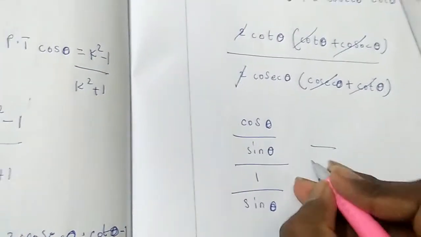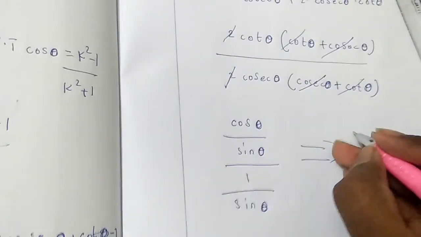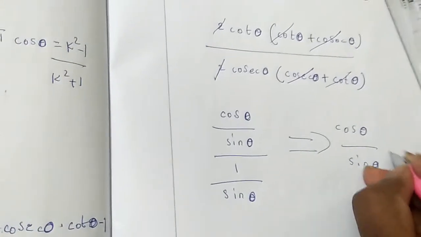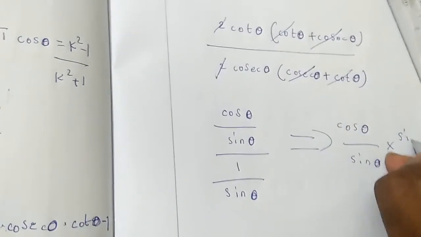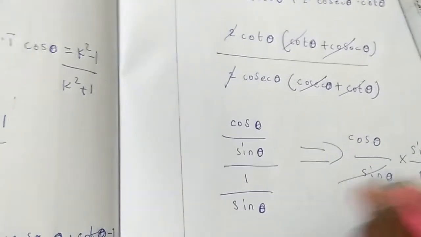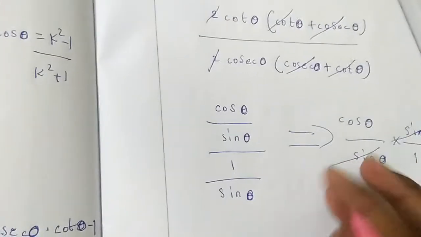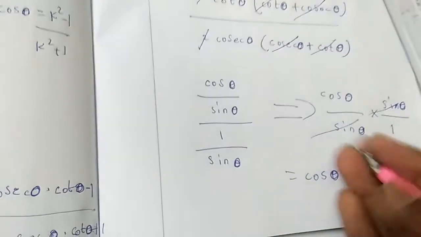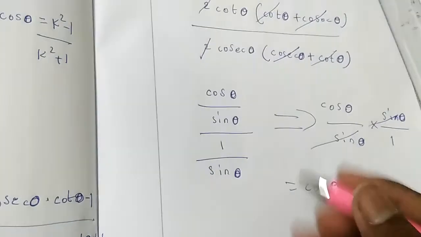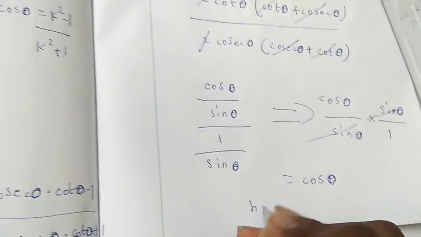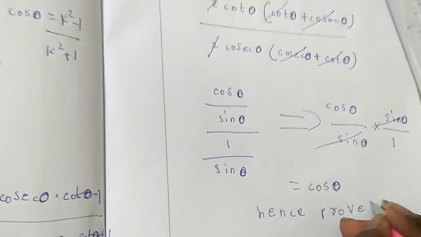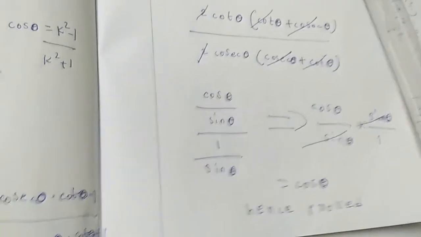So here that implies cos theta by sin theta into sin theta by cos theta, sorry, sin theta by 1, it will be reversed, sin gets cancelled, that is equal to cos theta. That only now we need to prove cos theta is equal to k square minus 1, so hence proved. Now let us discuss third problem.